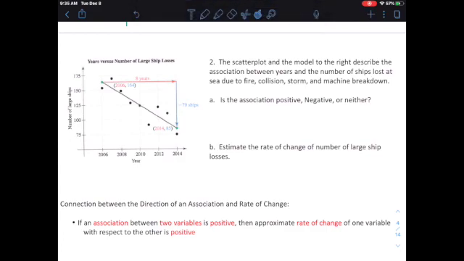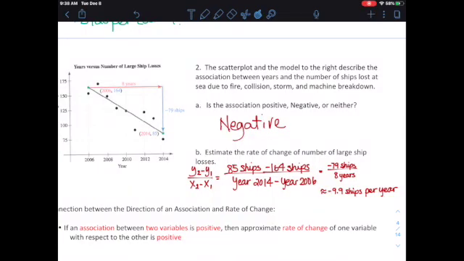You guys try example number 2. So this is example number 2. You know the line is going downwards, so therefore it's negative. The rate of change in the number of large ships lost is by time. So it's 85 ships minus 164 ships. The year 85 is matching up with year 2014, and 164 matches up to year 2006. So it's negative 79 ships per 8 years. So approximately lost about 9.9 ships per year.